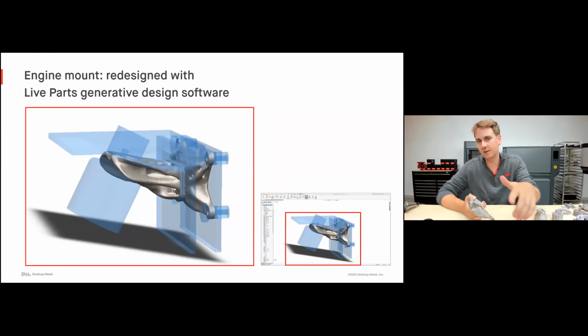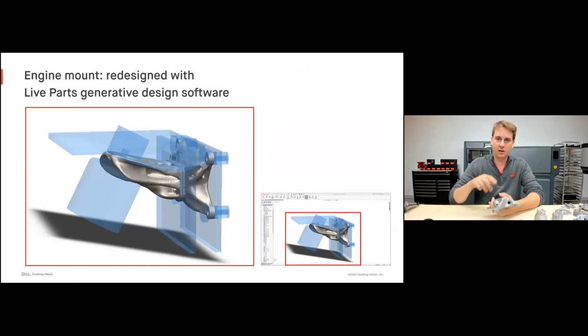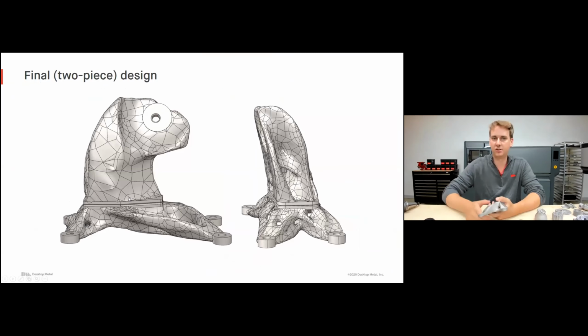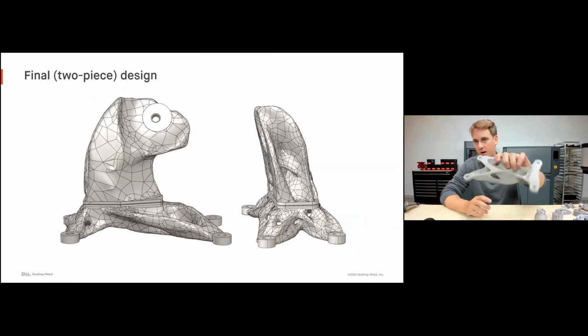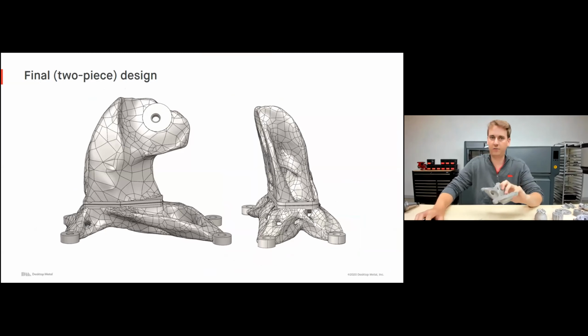The blue planes that you're seeing here are what we call keep out zones. Those are areas where the software is being told, do not put material here. In this situation, those are parts of the engine where, if you put material there, it would be interfering with the engine. They let the part grow, and very quickly they're able to generate this design. I have the bottom piece with me here today. You can see the very organic shapes of this part.